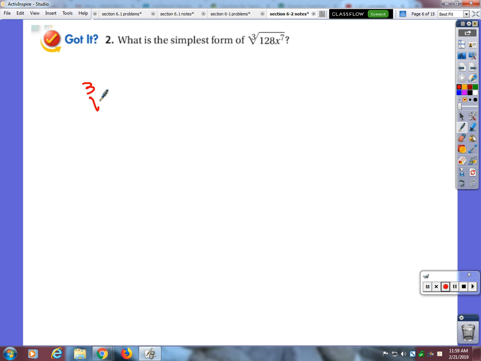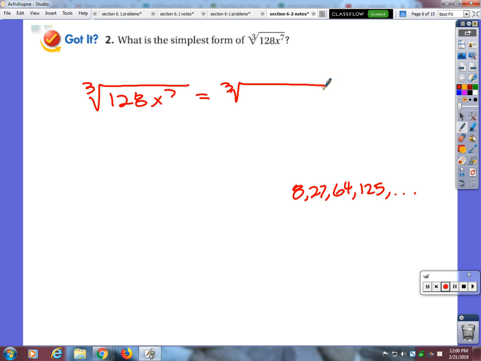Let's figure out what is the cube root of 128x to the 7th. Okay? So, same question as before. What's the biggest number that you know the cube root of that goes into 128 evenly? And again, those numbers are 8, 27, 64, 125, and then there's more. But what did you say, Josh? 64. Okay, so I can write 128 as 64 times 2.